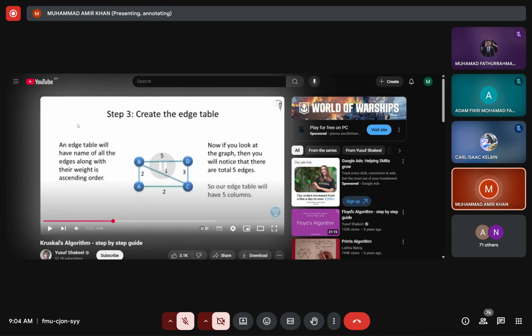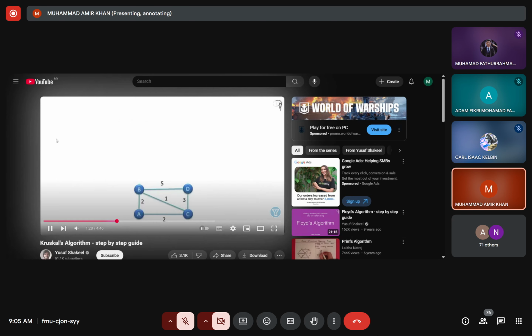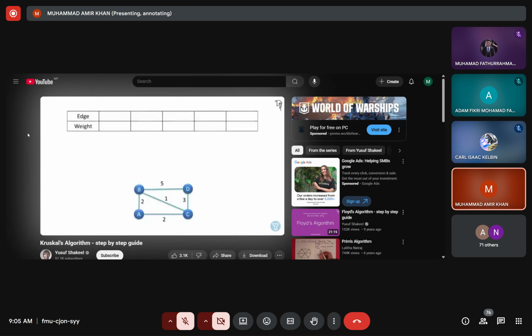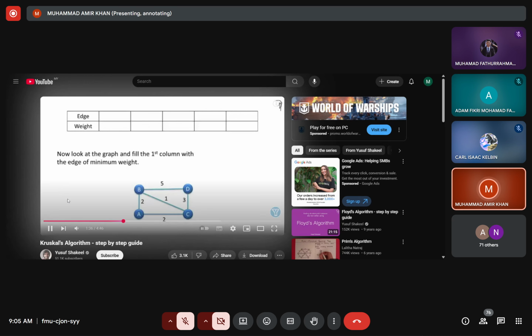Now we will draw the table based on the edges. The first one was based on the nodes, here it is based on the edges. Here we have 5 edges, 1, 2, 3, 4, 5, the 5 lines which are directly connected with the nodes. So edge and weight. Now look at the graph and fill column 1 with the edge of minimum weight.